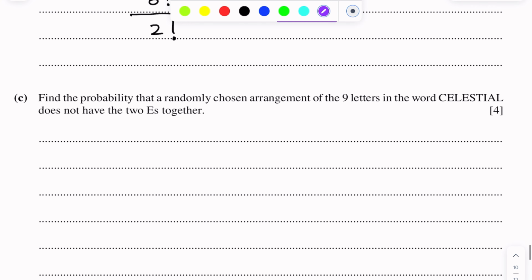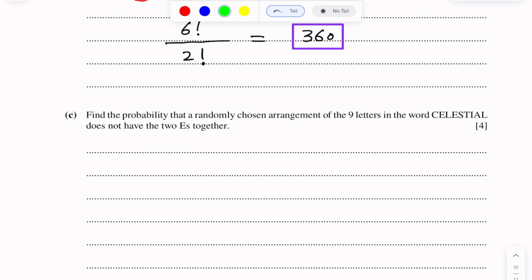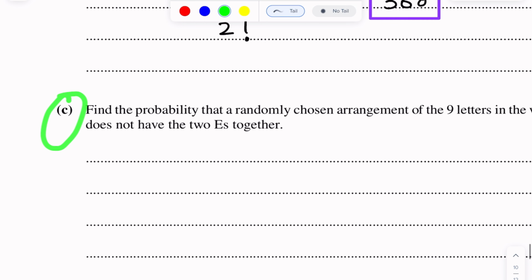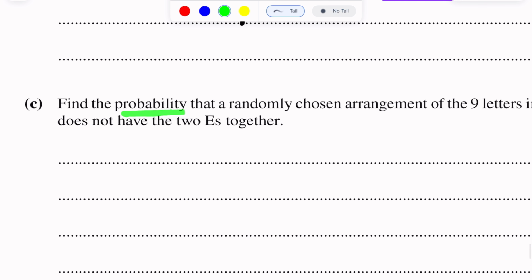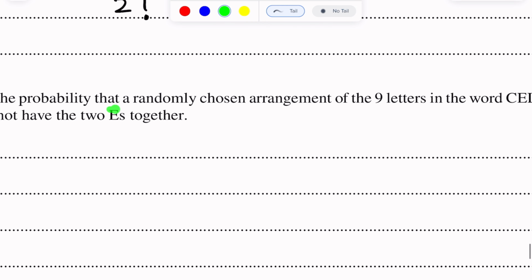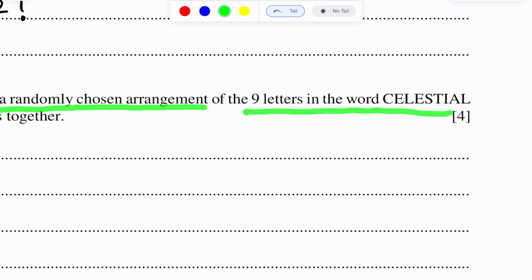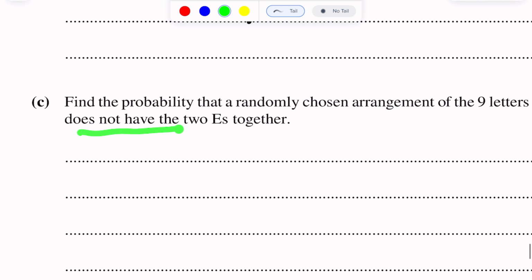Now the next part of this question is part C. Find the probability. In this part C, we have to find the probability that a randomly chosen arrangement of the 9 letters of the word celestial does not have two E's together. First, to find the probability, we will find the successful outcomes.